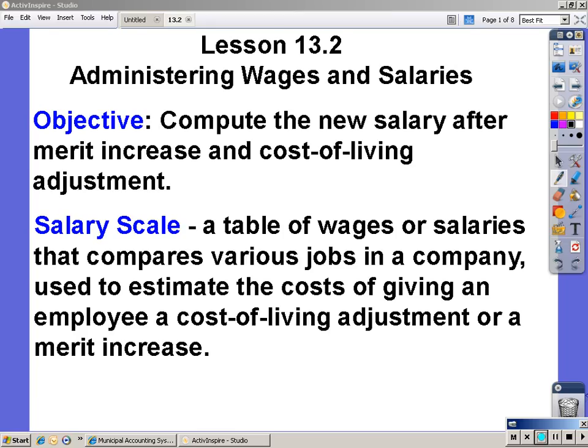Lesson 13.2, Administering Wages and Salaries. Your objective today is to compute the new salary after merit increase and cost of living adjustment. A salary scale is a table of wages or salaries that compares various jobs in a company, used to estimate the cost of giving an employee a cost of living adjustment or a merit increase. Go ahead and press pause, get this written down, press play to resume.